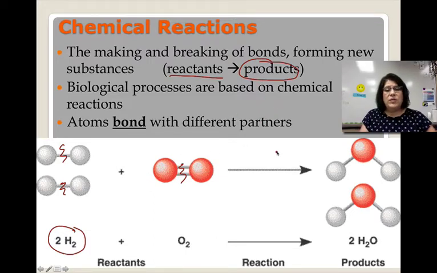There are thousands of different chemical reactions that are going on in the world and in your body. And in that, atoms are bonding with different partners than they were before. This is what makes biology work, is all these chemical reactions. Bonds are at the core of that, and so we're going to spend some time talking about bonds now.